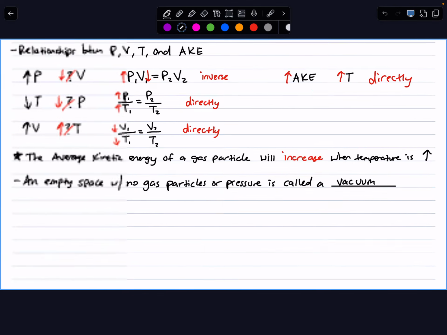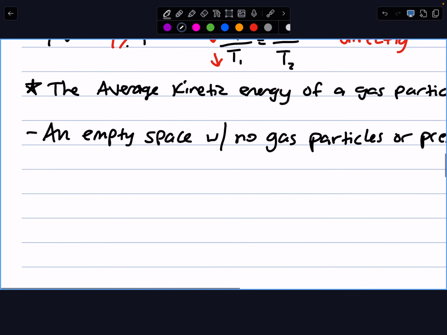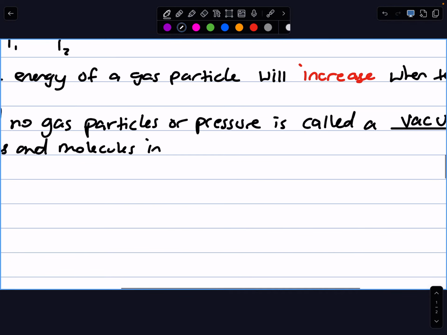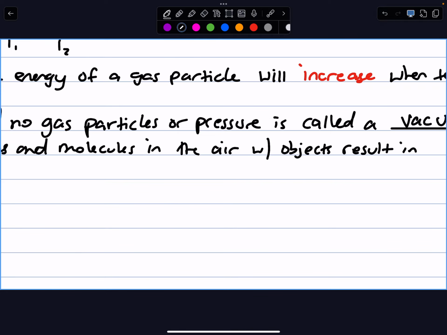Okay. I'm going to give you another definition. Ready? The collisions of atoms and molecules in the air with objects result in blank.